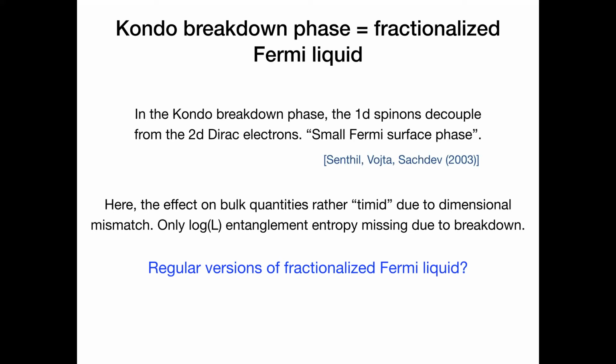So this is a very timid version of what is called fractionalized Fermi liquid. Timid in the sense that its effect is sub-dimensional. It's only one chain on some two-dimensional system. It doesn't get absorbed, so it doesn't change macroscopic properties. It only changes things close to the chain. So the question is, can you find more regular versions of fractionalized Fermi liquid where conduction electrons and local moments live in the same dimension, not this dimensional mismatch, and it's still a fractionalized Fermi liquid?